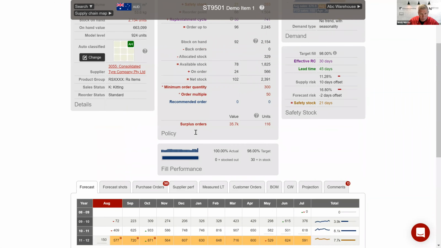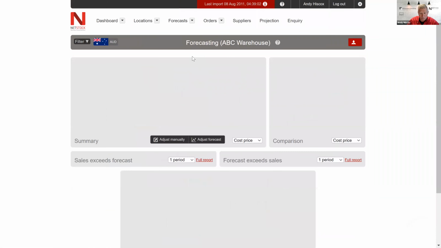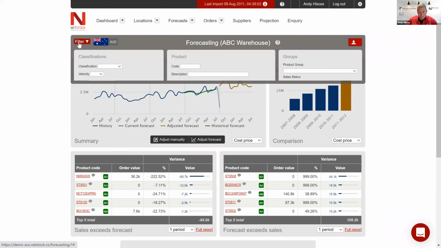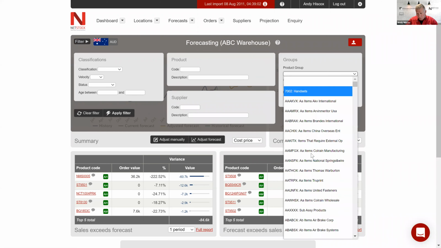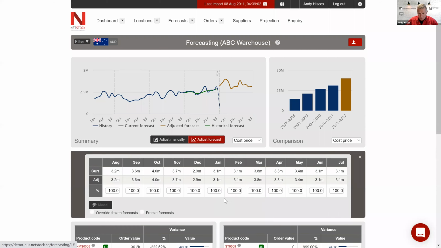So quickly, before we now delve into the risk, let's just have a look at a macro level in terms of the forecasts and how we can adjust those at the macro level. When we're looking at forecasts at a macro level, we could look at it at a warehouse level, we could look at it at a company level, we could also filter it in any way for any type of grouping that we might have or any type of classification we might have. So we can make adjustments at this top level.